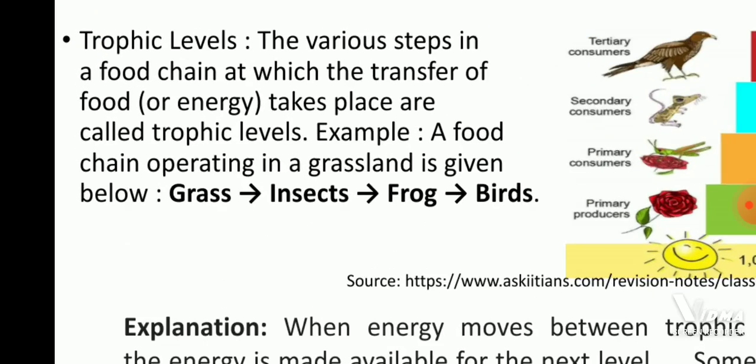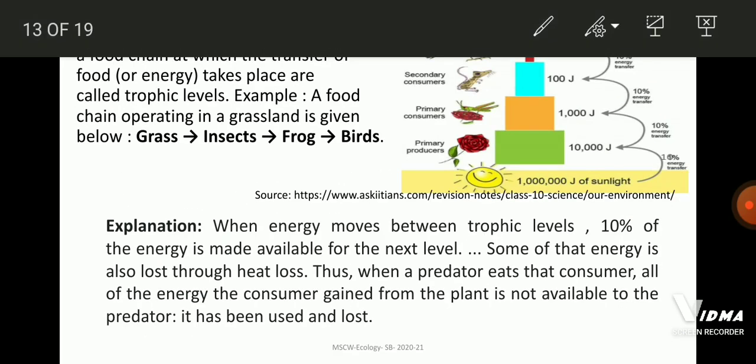It is clear from this picture that there is always only 10% of energy which is made available for the next level. Some of that energy is also lost through heat. Thus, when a predator eats that consumer, all of the energy the consumer gained from the plant is not available to the predator. It has been used and lost.